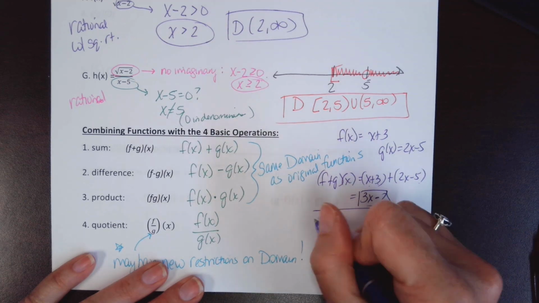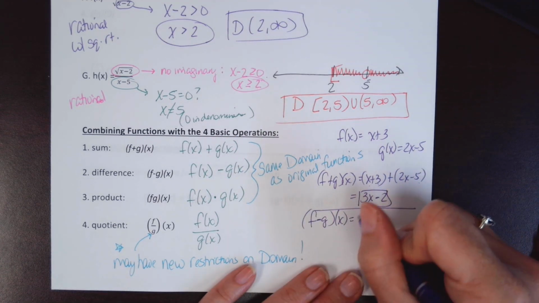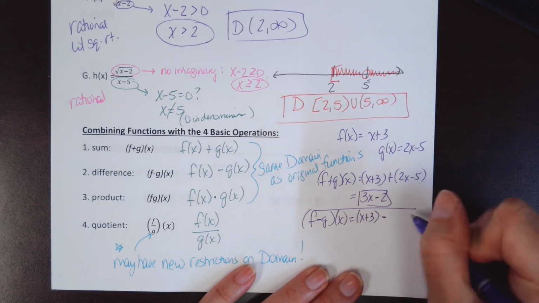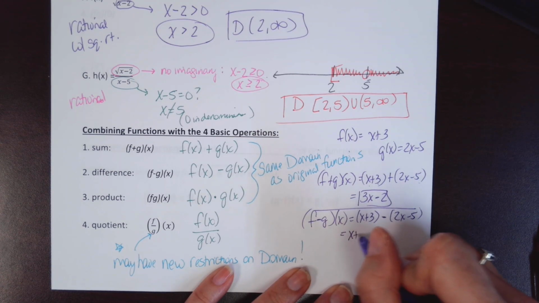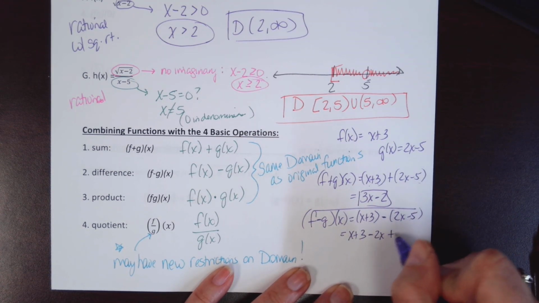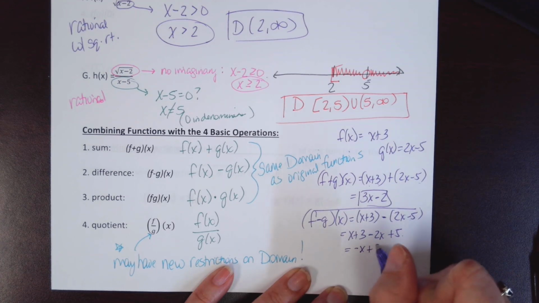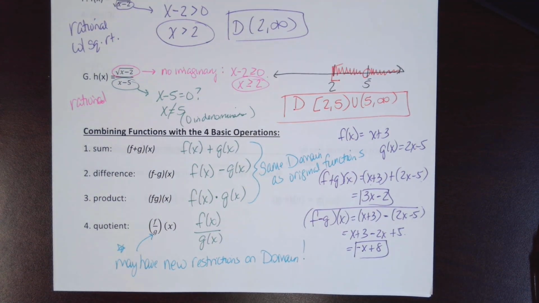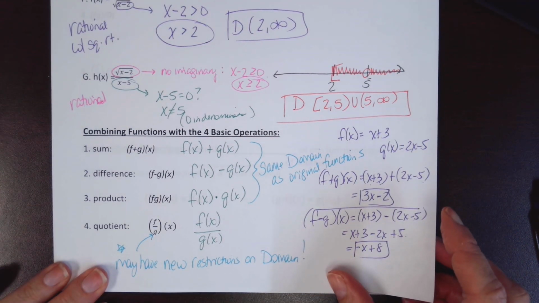If I wanted to do f minus g of x, I've got that first function f of x minus the second function g of x. Well, in this case, I need to make sure I distribute that negative. So that's a negative 2x plus 5. That gets me x, and negative 2 is a negative x. 3 plus 5 is 8. So you see what I'm doing there. We are performing the arithmetic on the functions.